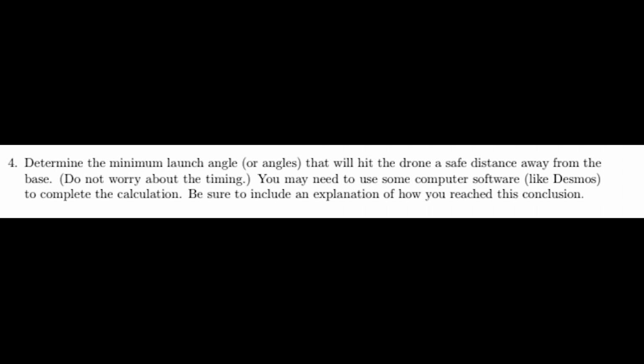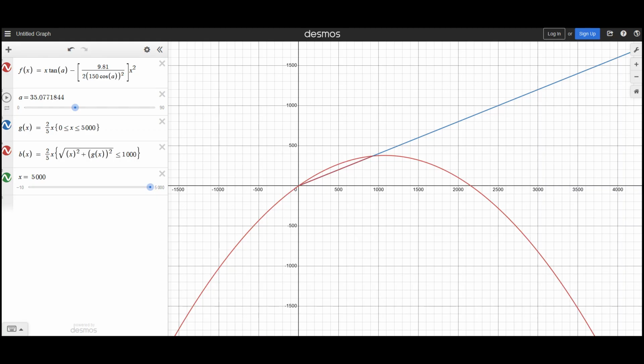The final question asks us to determine the minimum launch angle that will hit the drone a safe distance away from the base. Thankfully, it tells us not to worry about the timing. We can recruit the help of a handy digital tool, Desmos. Using Desmos, we can find the minimum angle where we can hit the drone without damaging the base. The functions seen on screen right now make up the graph.